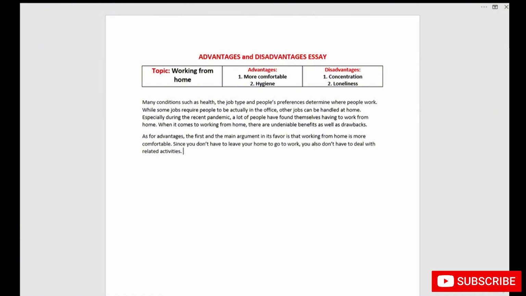And then I'm going to further narrow it down, and I'm going to give a specific example to support my argument. I say, for instance, instead of struggling with the morning traffic, you can just get your morning coffee, sit in front of your computer or your laptop and start working. So I'm giving a very specific example for how comfortable it is to work from home.